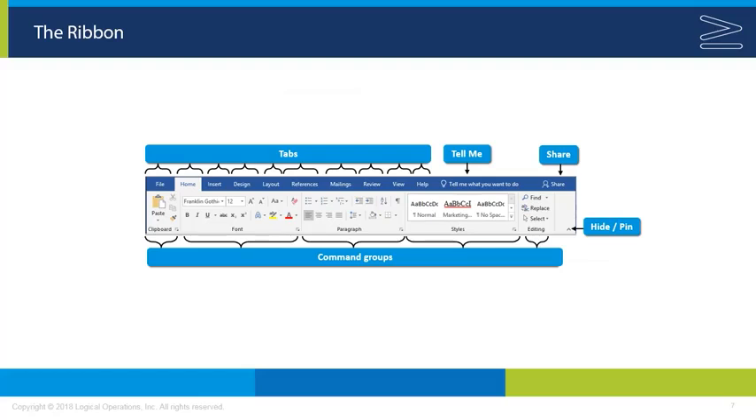So you have the tabs across the top. File gets you into what's called the backstage view. We'll refer to that many times. This is where your options, file-related tasks, save as, and printing are. You can also get into Word options from the backstage view.